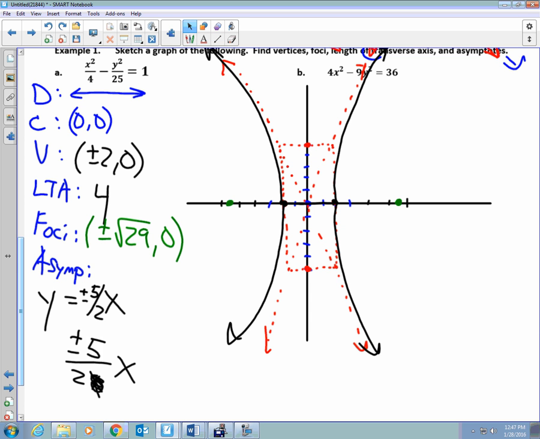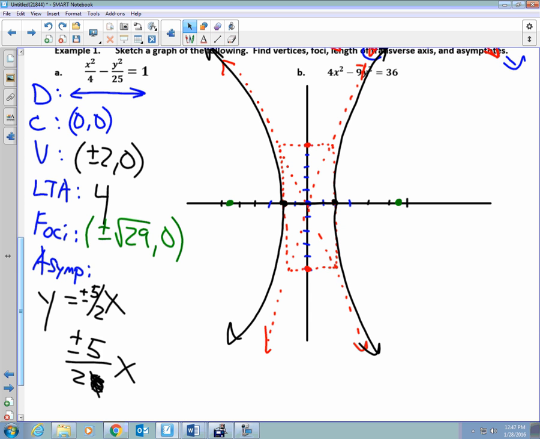Yes. Like it? A little bit more difficult than ellipses? Easier than parabolas? Yeah, that's okay. All right. You like parabolas more. All right. Well, it's free country. Yeah.